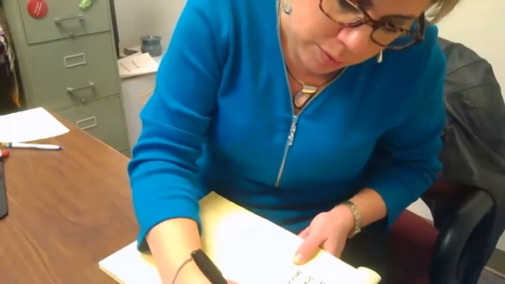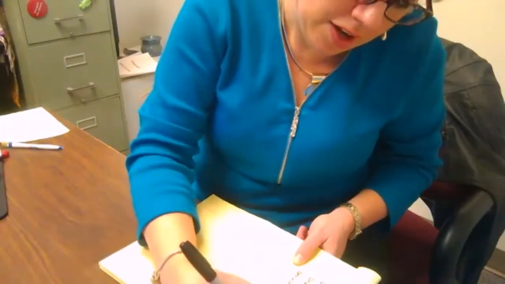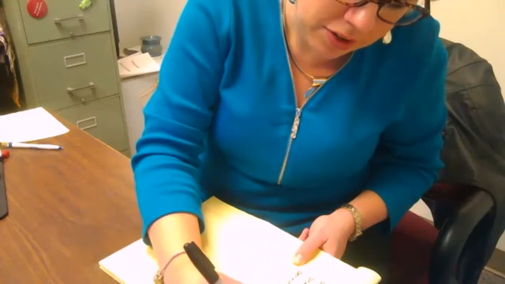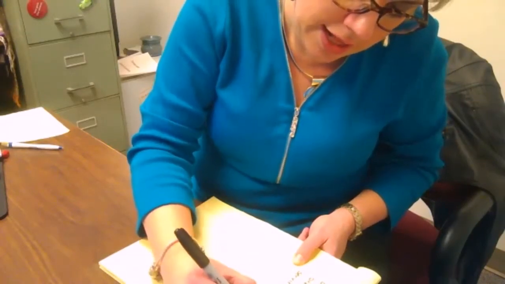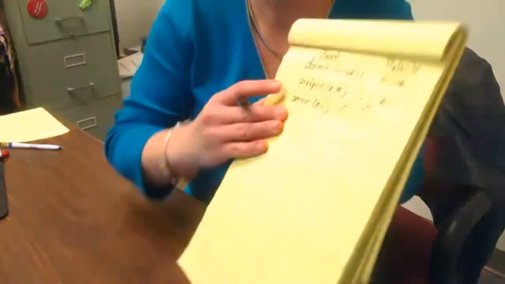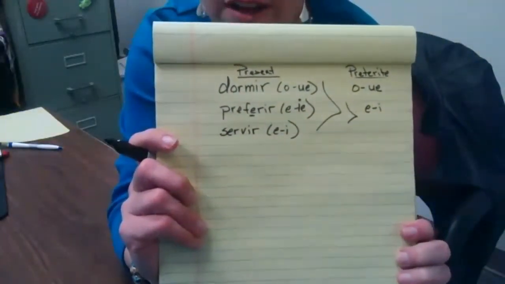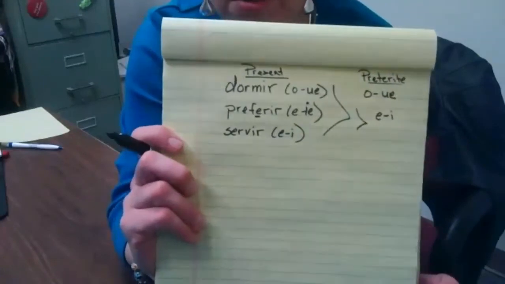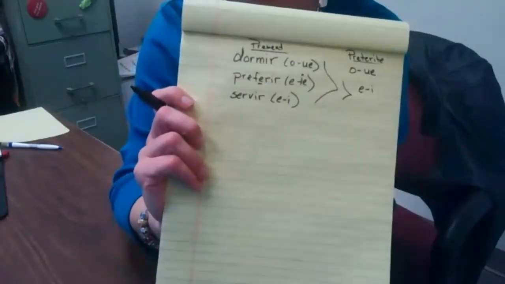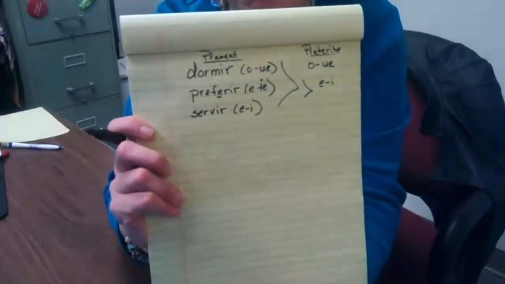So for example, in the preterite tense, instead of O to UE, it's going to go O to U. And then these two down here are going to go E to I. So in the preterite tense, that's what our stem change is going to look like. So here you have an example of what it looked like in the present tense, and then what it's going to look like in the preterite tense.